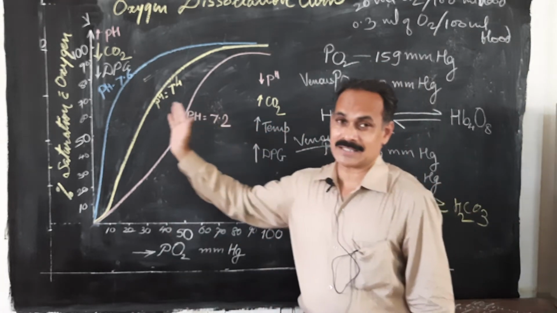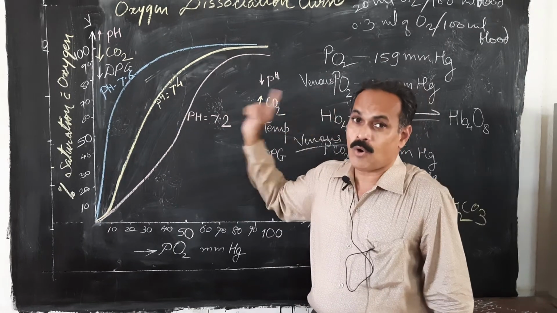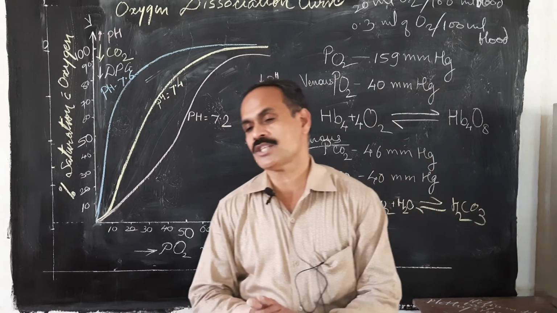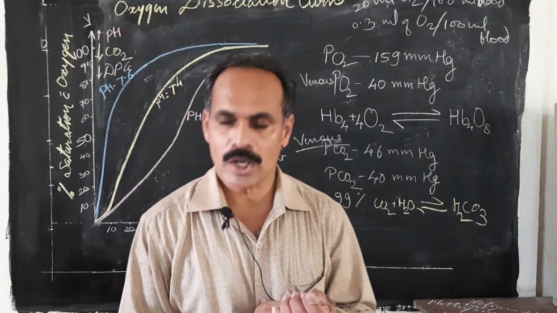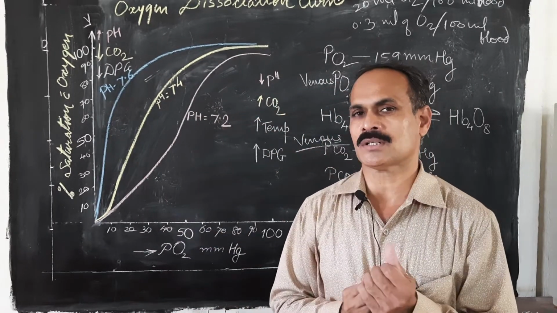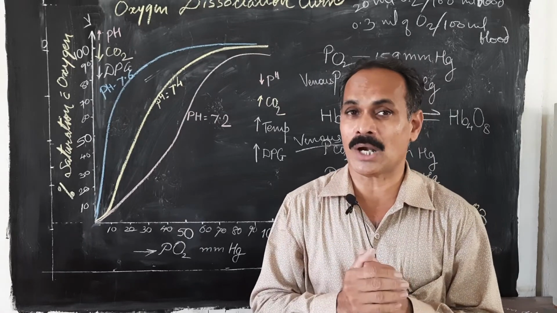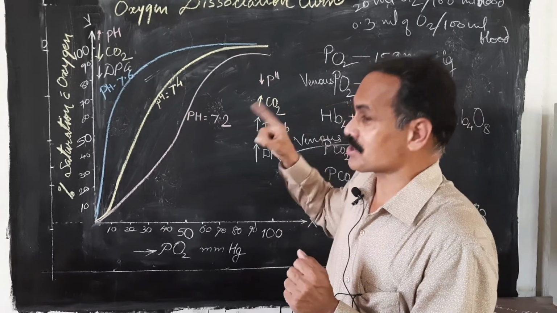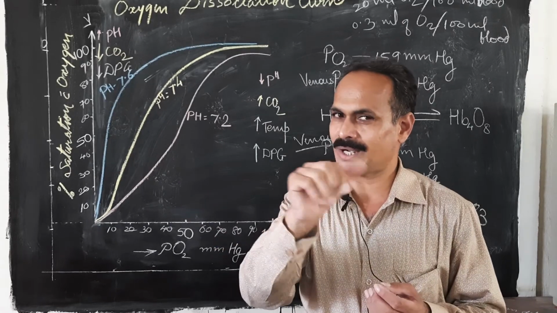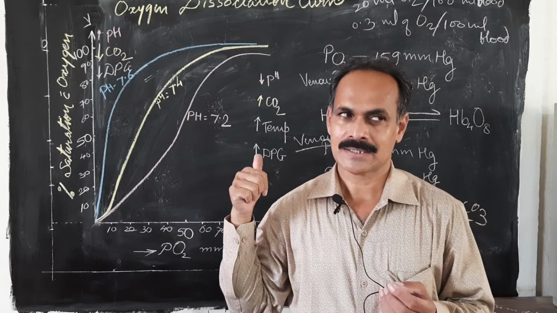This effect is called the Bohr effect, or it is also called the oxygen dissociation curve, or the oxygen-hemoglobin dissociation curve, or the oxyhemoglobin dissociation curve, or the Bohr effect.